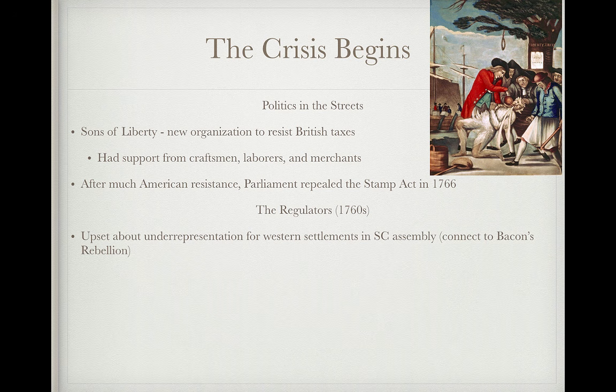Now, in the 1760s, we have a movement called the Regulator Movement, and these people were upset about underrepresentation for Western settlements in the South Carolina Assembly. So you have poor people living out on the Western frontier. They're upset about underrepresentation, kind of a similar idea to Bacon's Rebellion. They criticized the wealthy, and eventually in 1771, they were suppressed by the South Carolina militia.